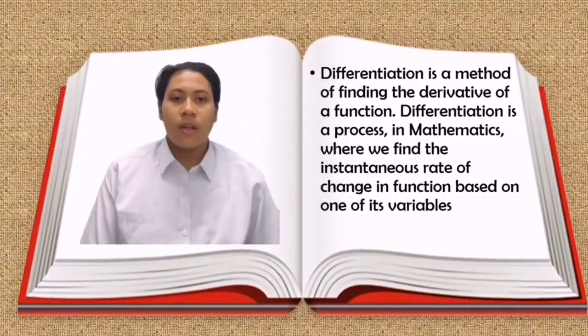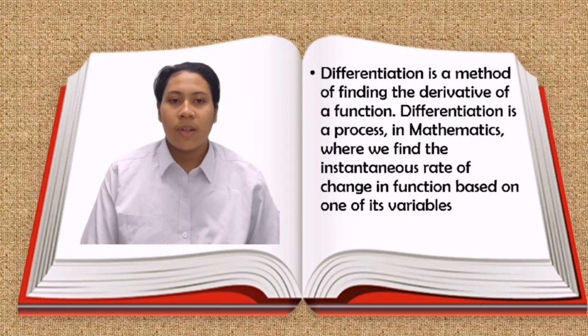The conclusion is differentiation is a method of finding the derivative of a function. Differentiation is a process in mathematics where we find the instantaneous rate of change in a function based on one of its variables.